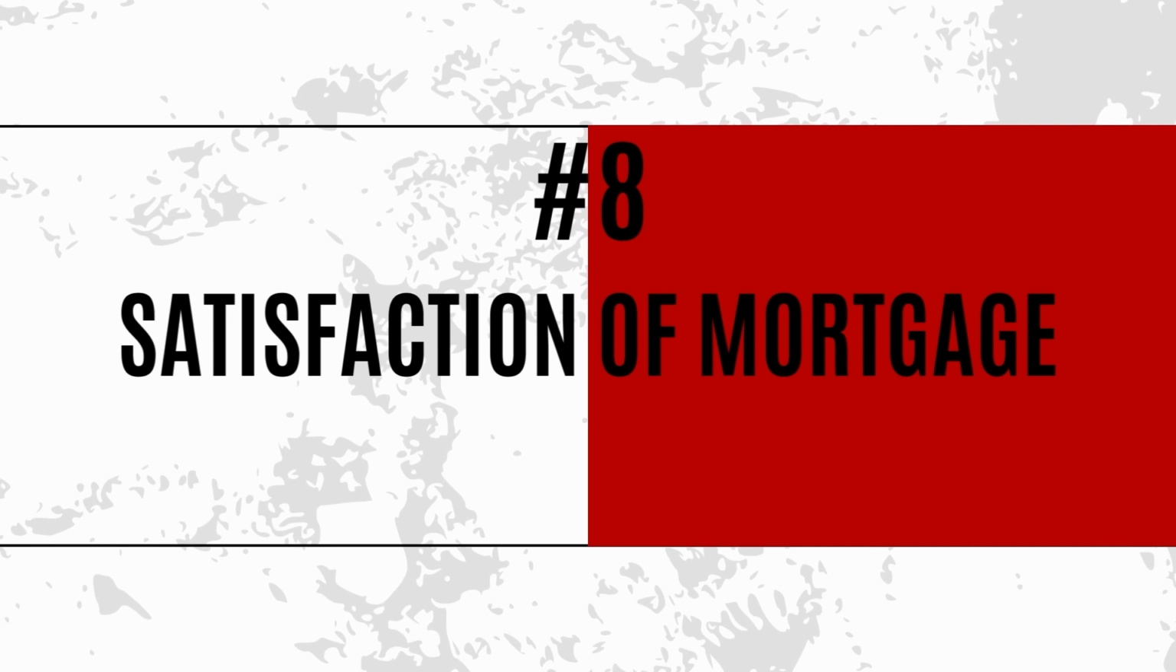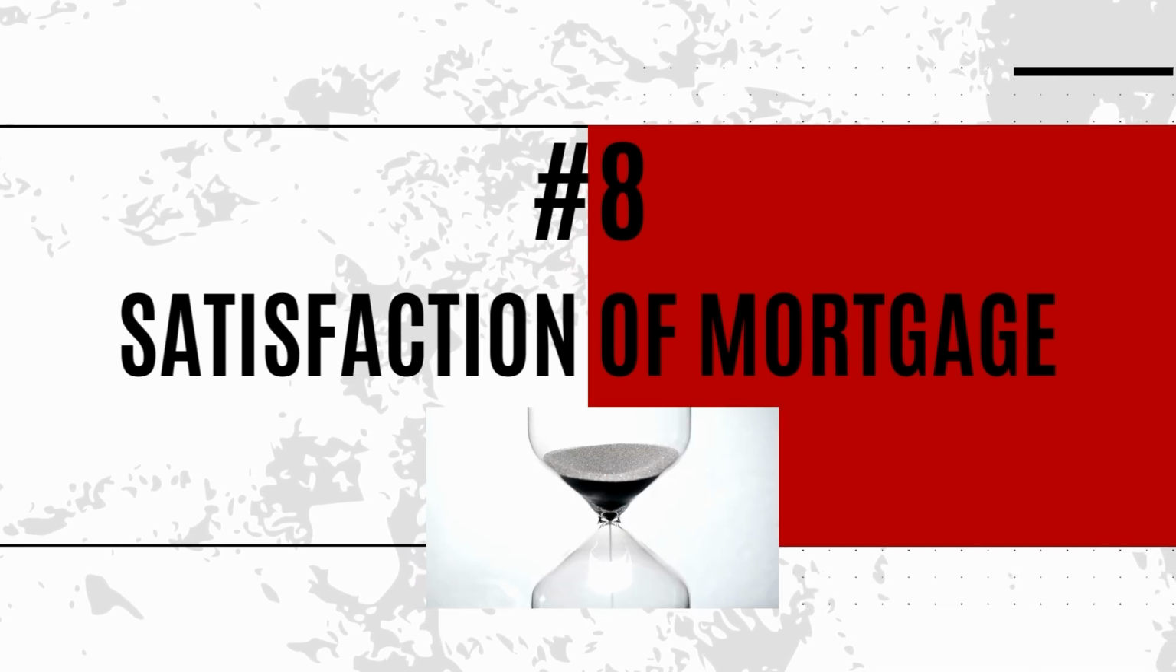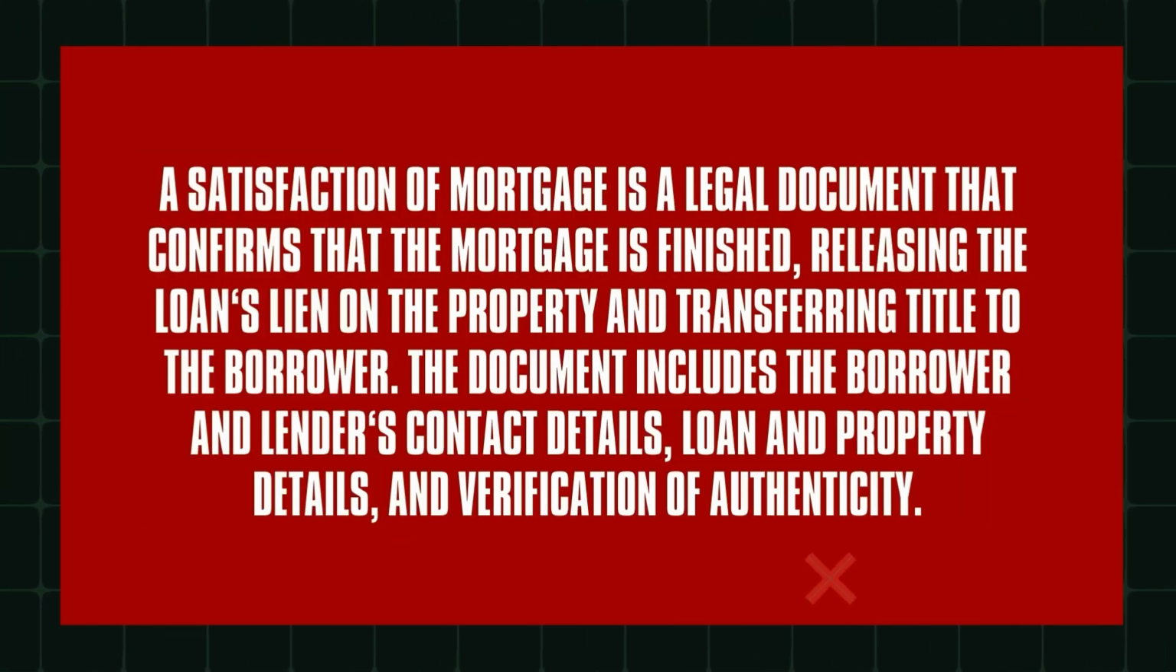Satisfaction of mortgage. A satisfaction of the mortgage is like a certificate of completion for a mortgage. It's a legal document that shows the mortgage has been paid off, lifting the lender's claim on the property and transferring ownership to the borrower. This document contains essential details about the loan, property, and parties involved, along with proof of authenticity. Let's jump straight to the next one.